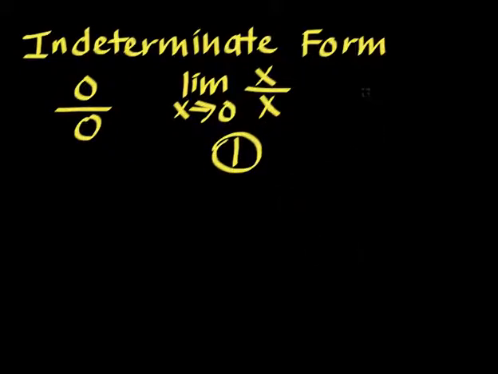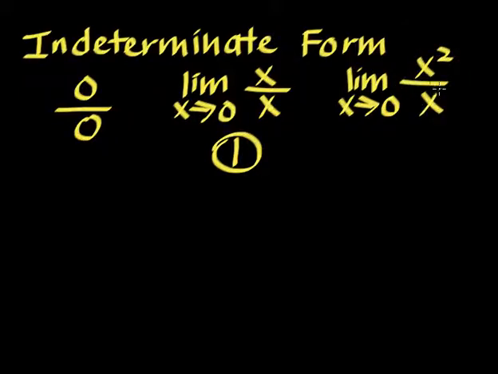However, let me take you to example 2. The limit as x approaches 0, except our expression now is x squared over x. Same thing, if we were to plug in 0 for x on the numerator and in the denominator, we'll get 0 over 0, our indeterminate form. However, using basic algebra, we know that this actually approaches 0.